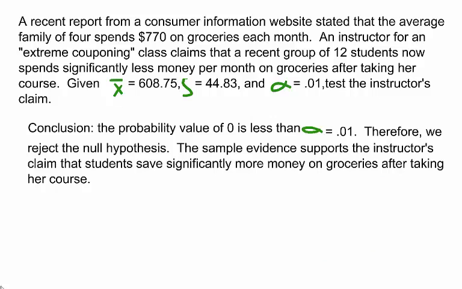Our conclusion. Again, the probability value of 0 is less than alpha of 1%. Therefore, we reject the null hypothesis. The sample evidence supports the instructor's claim that students save significantly more money on groceries after taking her course.